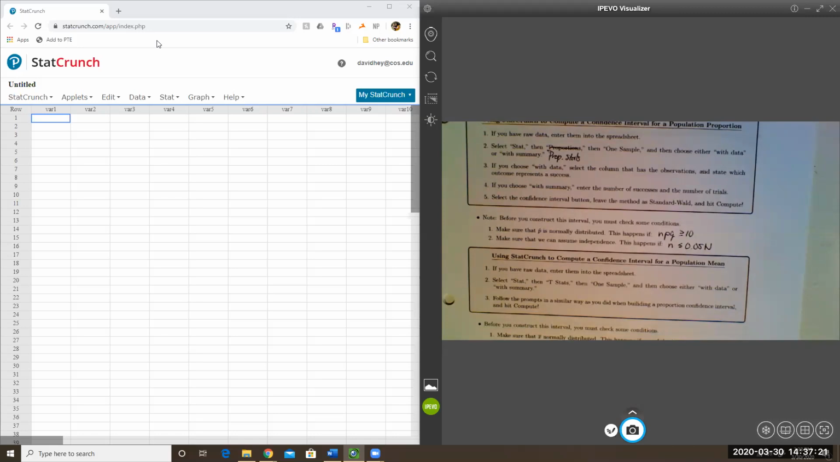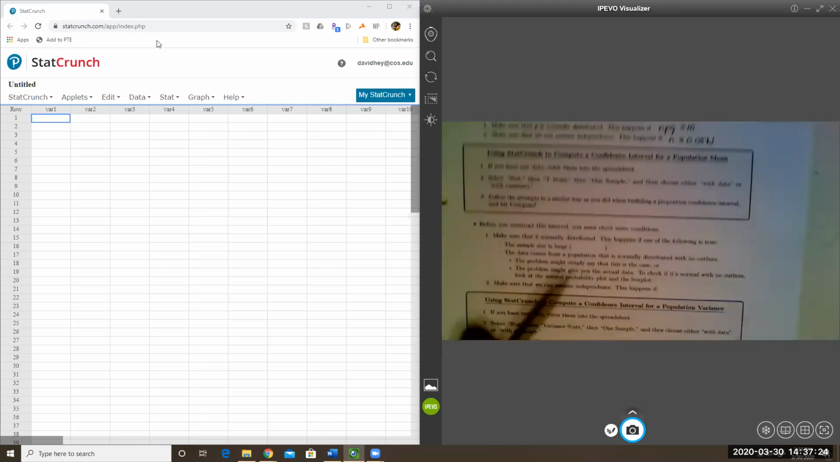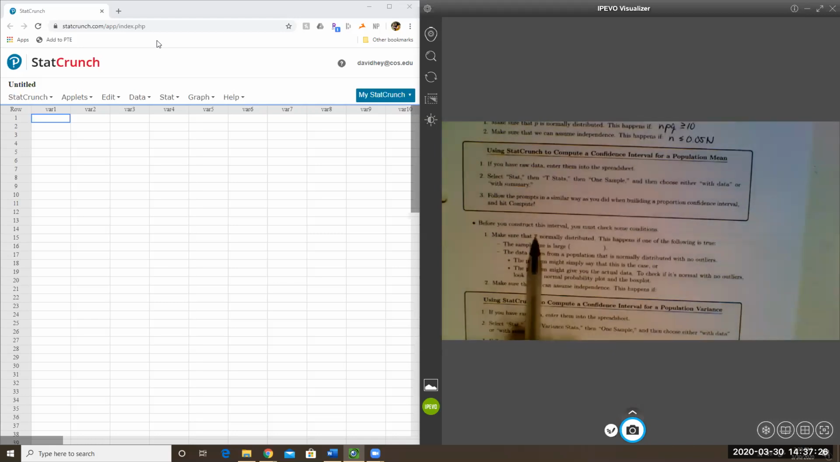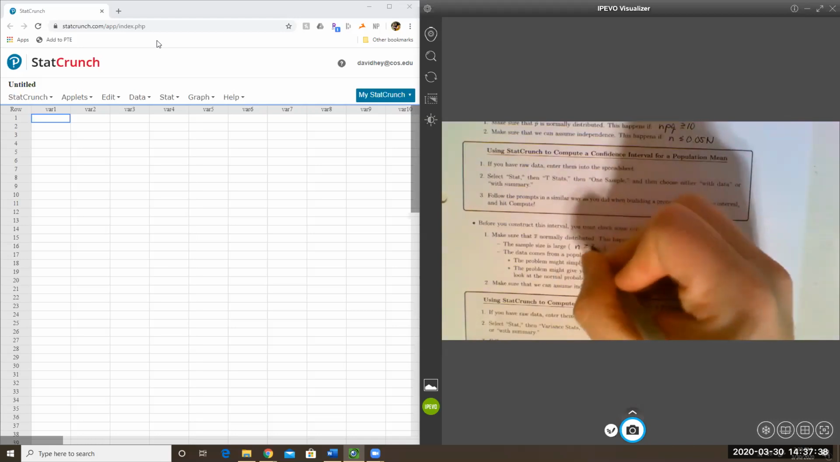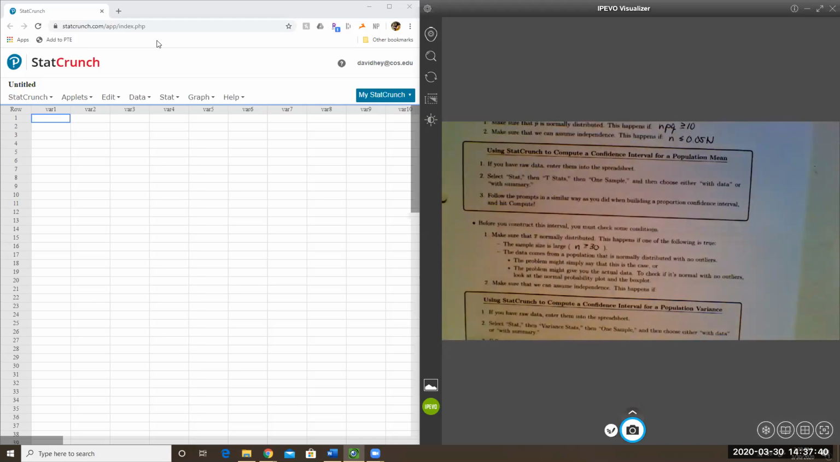If you want to construct a confidence interval for the mean, well, then you have to make sure that x bar is normally distributed. That can happen in a number of different ways. X bar is normally distributed if the sample size is large enough, in particular, if n is at least 30. Or it could happen that x bar is normally distributed if the data comes from a population that's normally distributed with no outliers. So to check if that's the case, the problem might simply say so, right?